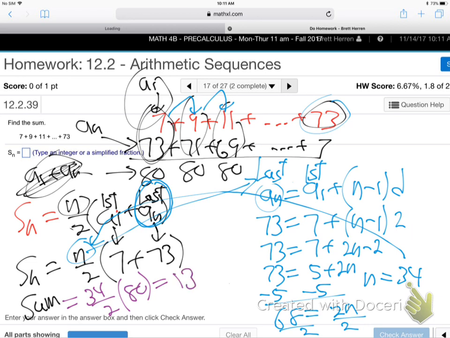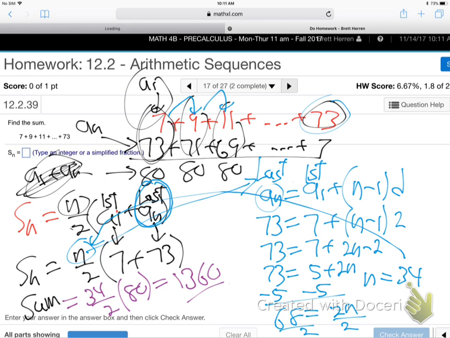121. Is it 1360? Nobody knows? Yes, 1360. And we're done. All those numbers add up to be 1360.